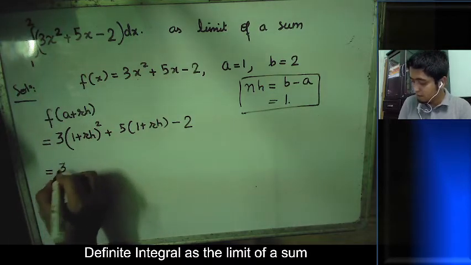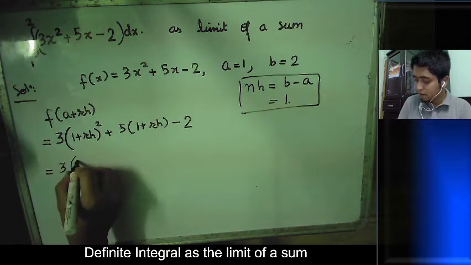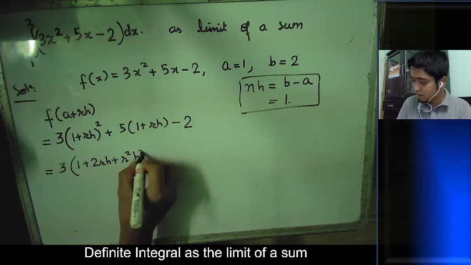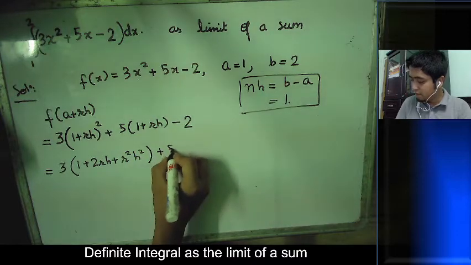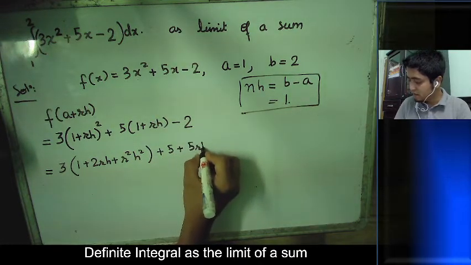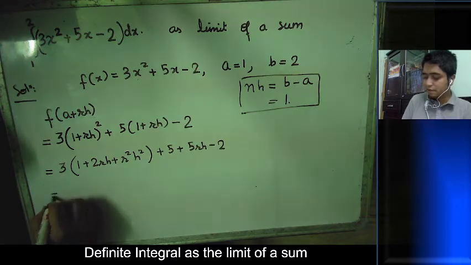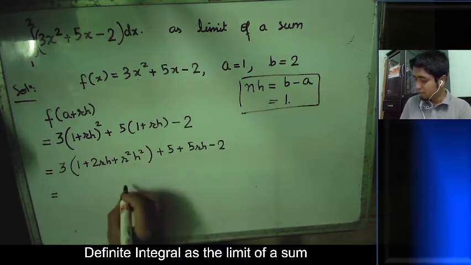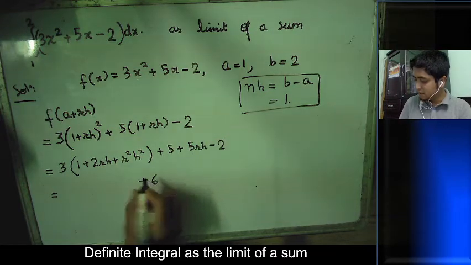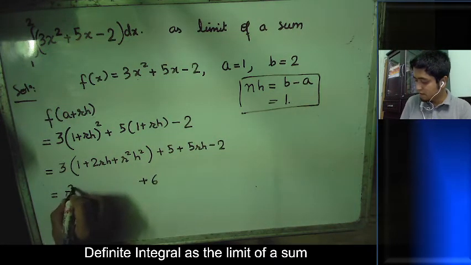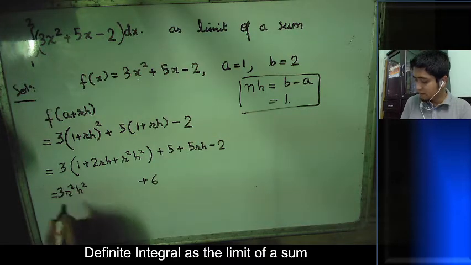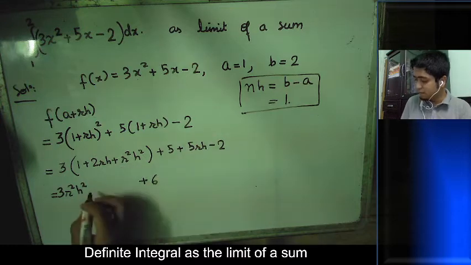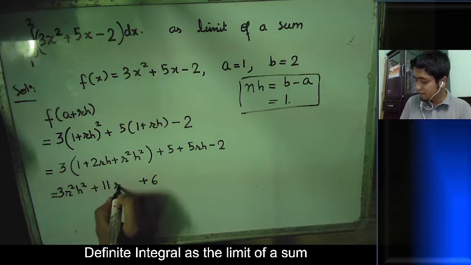So you can write this one in this way: 3 times, you can expand, 1 plus 2rh plus r squared h squared, plus 5 plus 5rh minus 2. Then you can simplify. 3 plus 5 is 8, 8 minus 2 will give you plus 6. Then 3r squared h squared, and then 3 into 2 is 6, 6 plus 5 is 11, so 11rh.